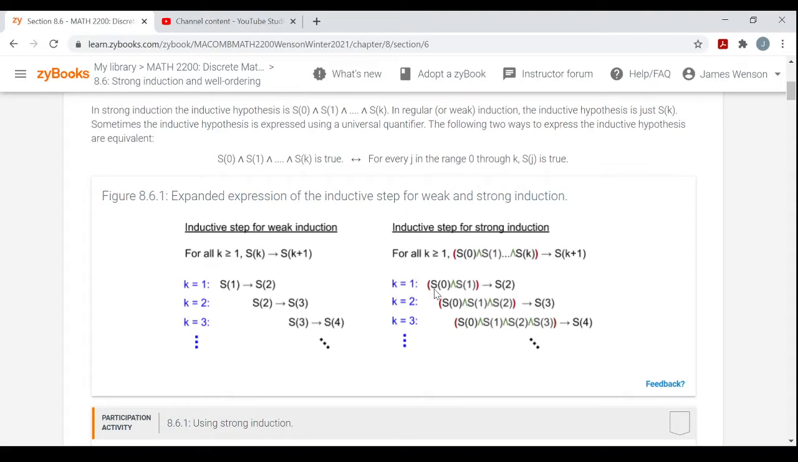So here I assume it's true for 0 and 1, show it's true for 2, and then if it's true for 0, 1, and 2, it must be true for 3. If it's true for 0, 1, 2, and 3, it must be true for 4. And if it's true for 0, 1, 2, 3, and 4, it must be true for 5. So you've got a lot more going on.